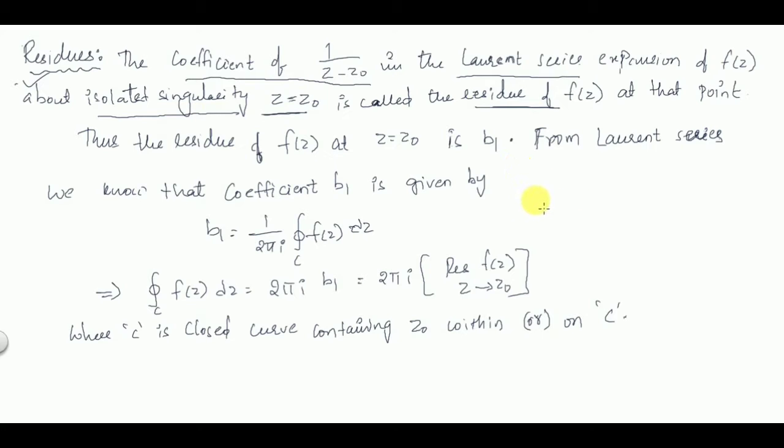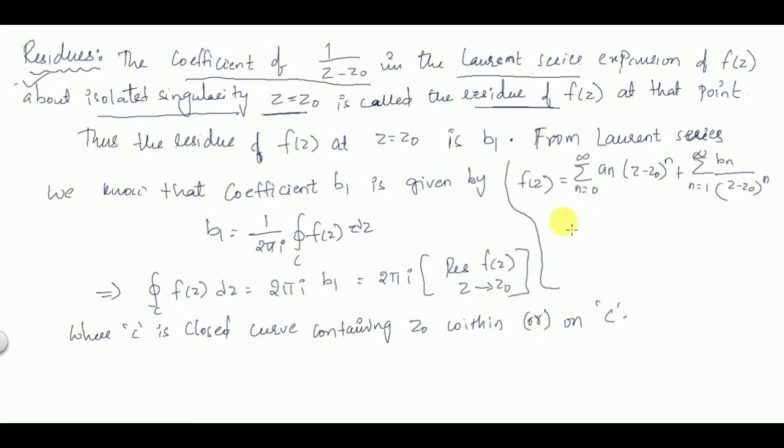Okay, so we know that the Laurent series expansion is given by f of z is equal to summation n is equal to 0 to infinity an (z minus z naught) whole power n plus summation n is equal to 1 to infinity bn by (z minus z naught) whole power n. Okay, this already we have seen in the previous videos.